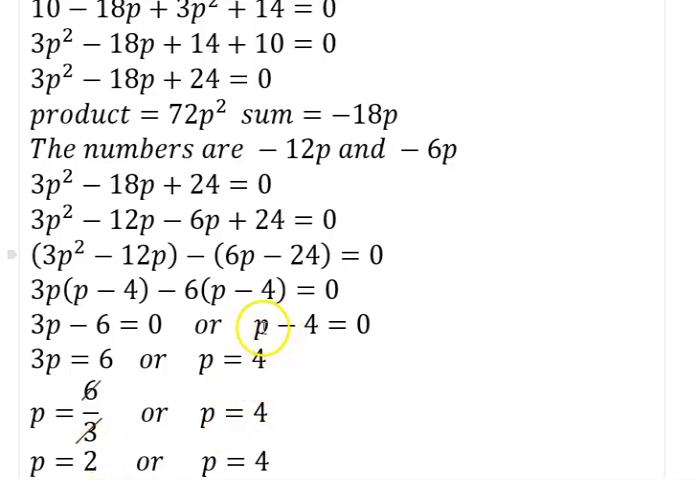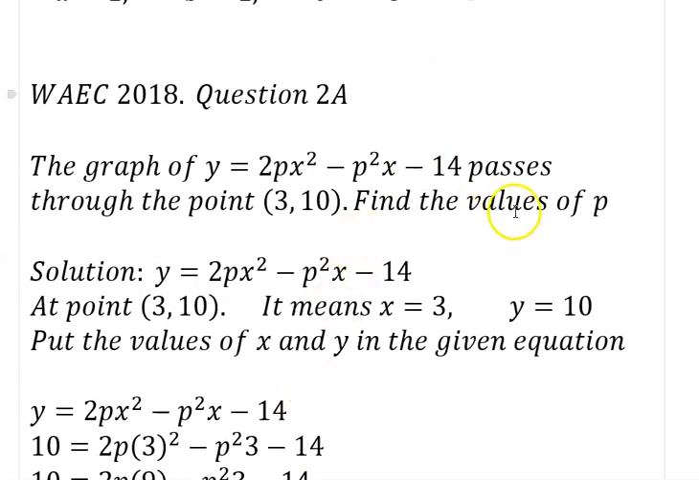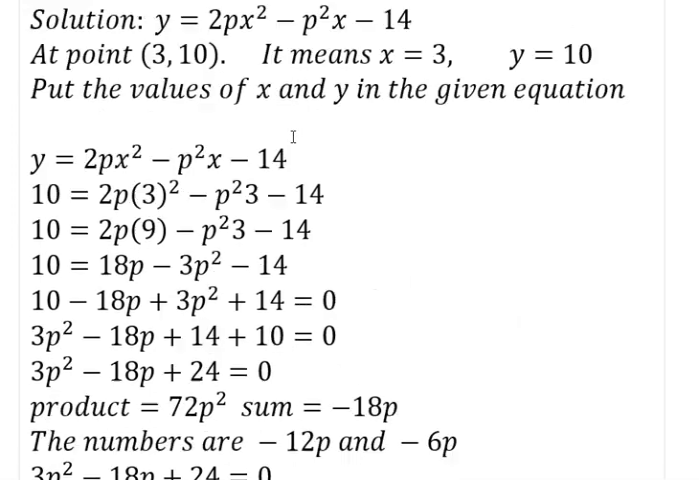Yeah, this is your p minus 4. If your minus 4 goes out, it will be what? Plus 4. So your p will now be what? 2, or p equals 4. That is what the question asks from us. The question says we should find the value of p. That is the solution to WAEC question 2A in 2018.